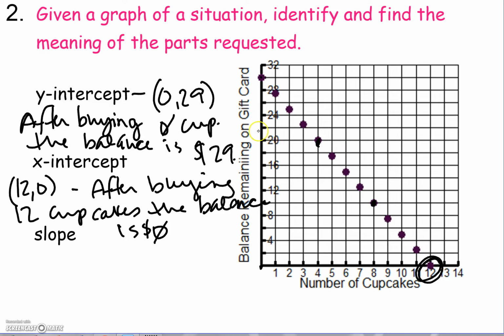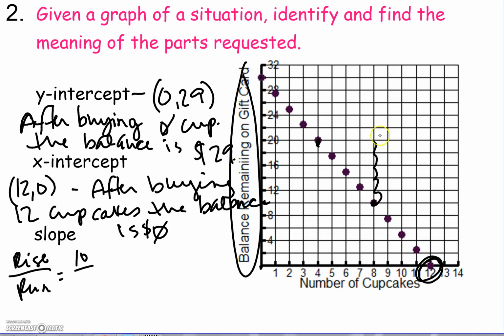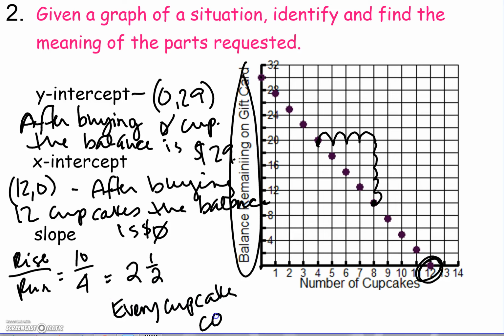So our slope, rise over run, I'm going to choose this point and I'm going to choose this point. You need to make sure you're paying attention to the scale on this axis because it does not skip by ones, it's skipping by twos. So that is 2, 4, 6, 8, 10. And my run is, we're counting by ones, 1, 2, 3, 4. So if I simplify that, my slope is going to be 2.5. And what that means is every cupcake costs $2.50.